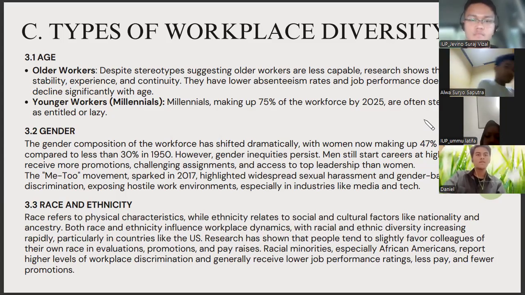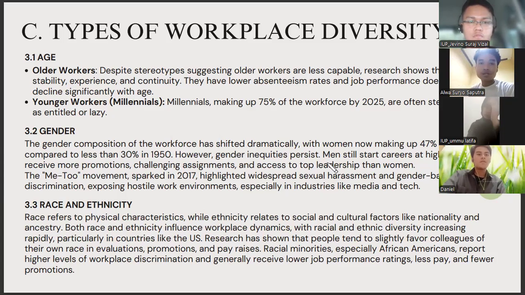The next type is race and ethnicity. Race refers to physical characteristics, while ethnicity relates to social and cultural factors like nationality and ancestry. Both race and ethnicity influence workplace dynamics, with racial and ethnic diversity increasing rapidly, particularly in countries like the US.